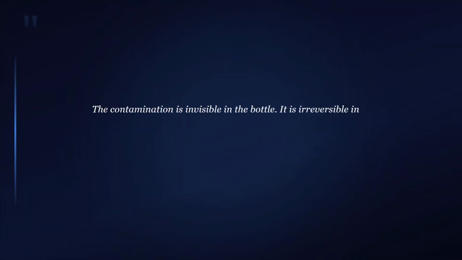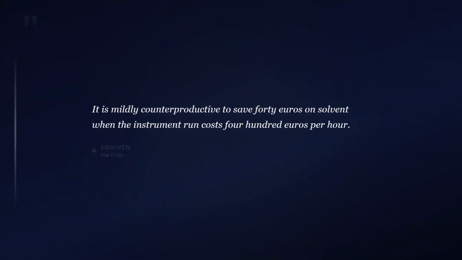Non-volatile impurities in analytical-grade solvents also accumulate on the ESI emitter tip progressively over a run. What presents as signal drift in your quality control samples is often tip fouling from solvent contamination. The contamination is invisible in the bottle. It is irreversible in the source without replacing the emitter. It is mildly counterproductive to save 40 euros on solvent when the instrument run costs 400 euros per hour.